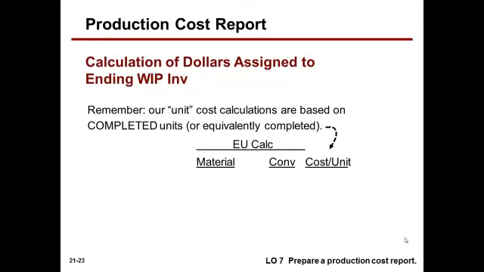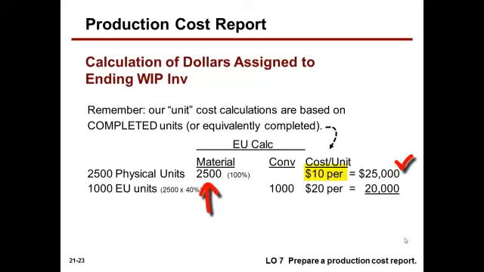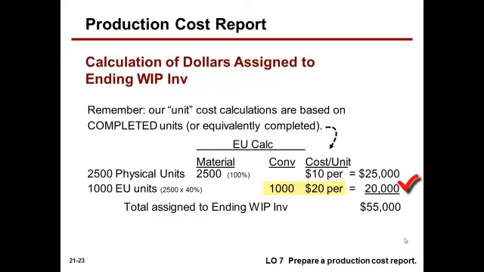Remember, our unit cost calculations are based on completed units or equivalently completed. We had 2,500 physical units in ending work in process. All the material was there, 100%. So 2,500 EUs for materials cost at $10 per unit, $25,000. For conversion costs, of those 2,500 units, they were only 40% complete. That calculates to a 1,000 equivalent unit calculation. That 1,000 times $20 per conversion unit is $20,000. Total assigned to ending work in process inventory, $55,000.